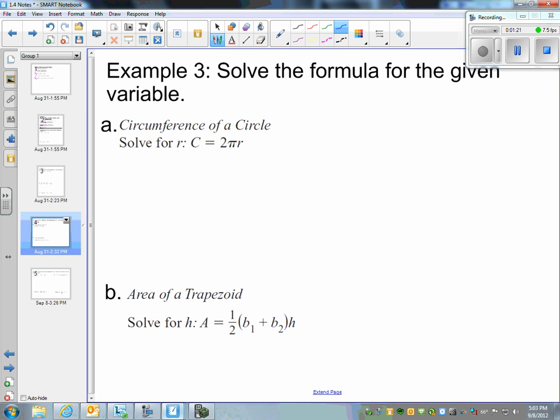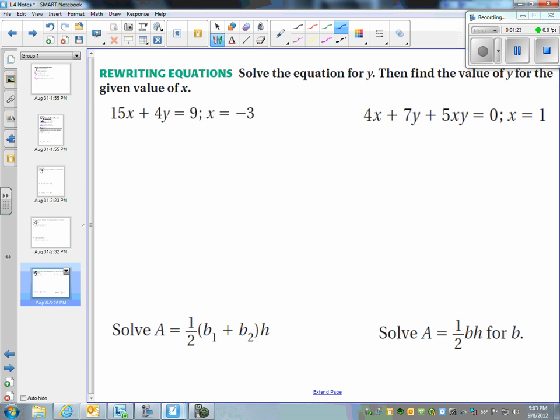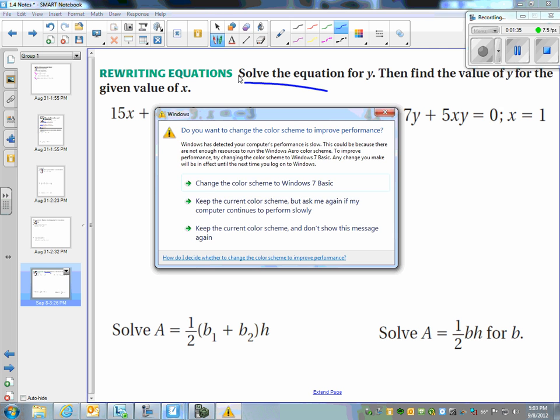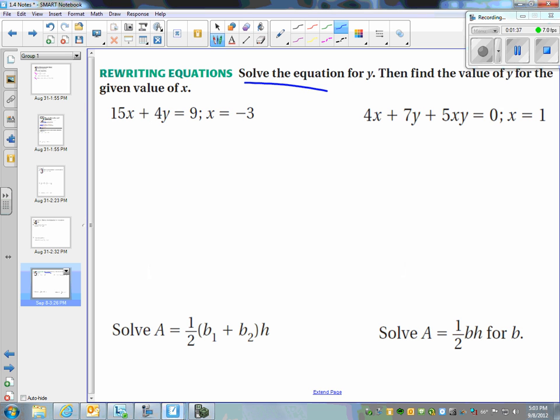Let's see which one. Yeah, I want to do this one. Sorry. So here's our first kind of problems. We want to solve the equation for y first. So we'll do that first, and then we'll find the value of y for the given value of x. So first, we're just going to look at the problem, and I don't know why it popped up. I always do these in one take. So if you're watching, this is just me going.